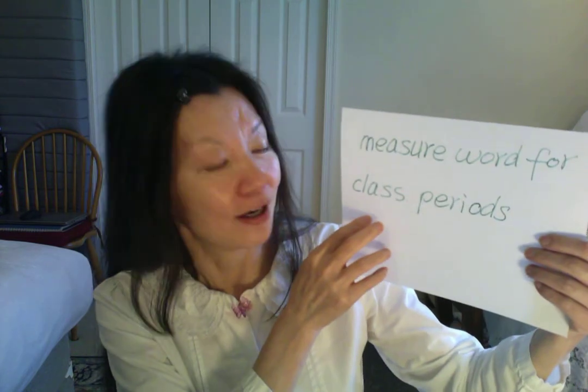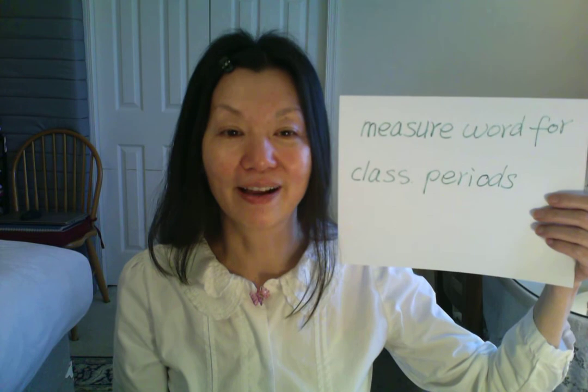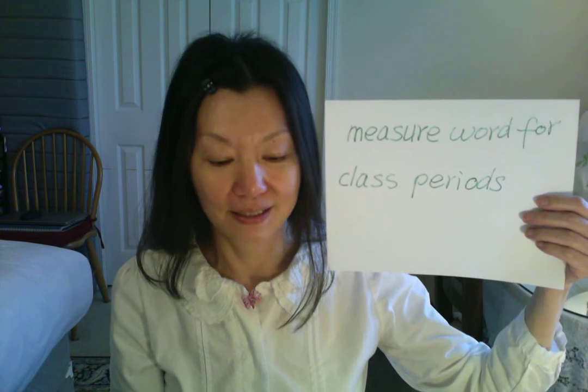上午, okay. Morning. What do I say here? Measure word for class or periods. In Chinese, we say 节. 节, measure word for class. Okay, one more time. 节. Check the pinyin here, second tone. 节, measure word for class.